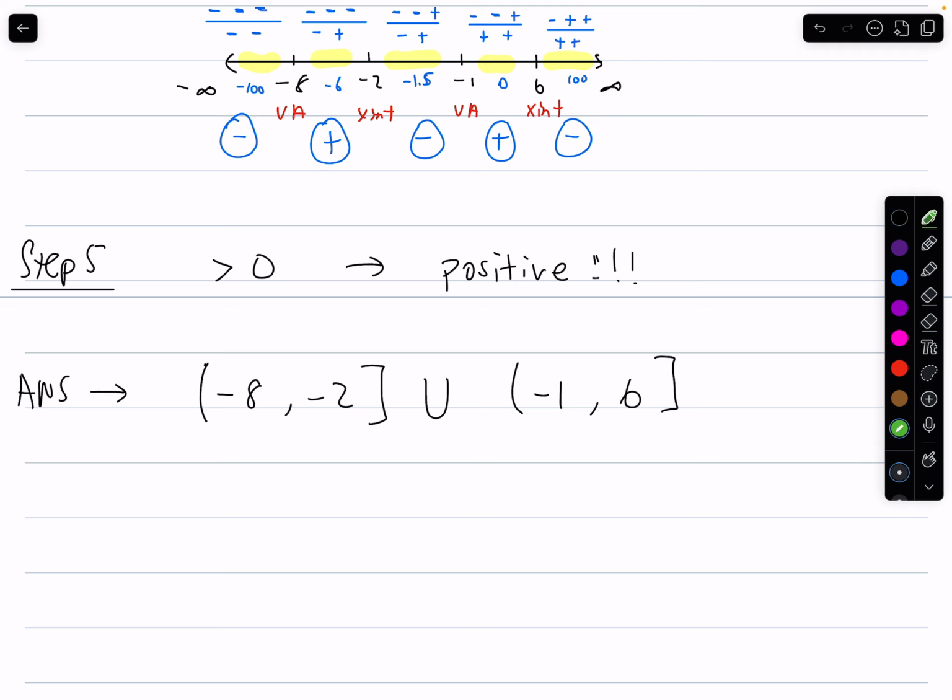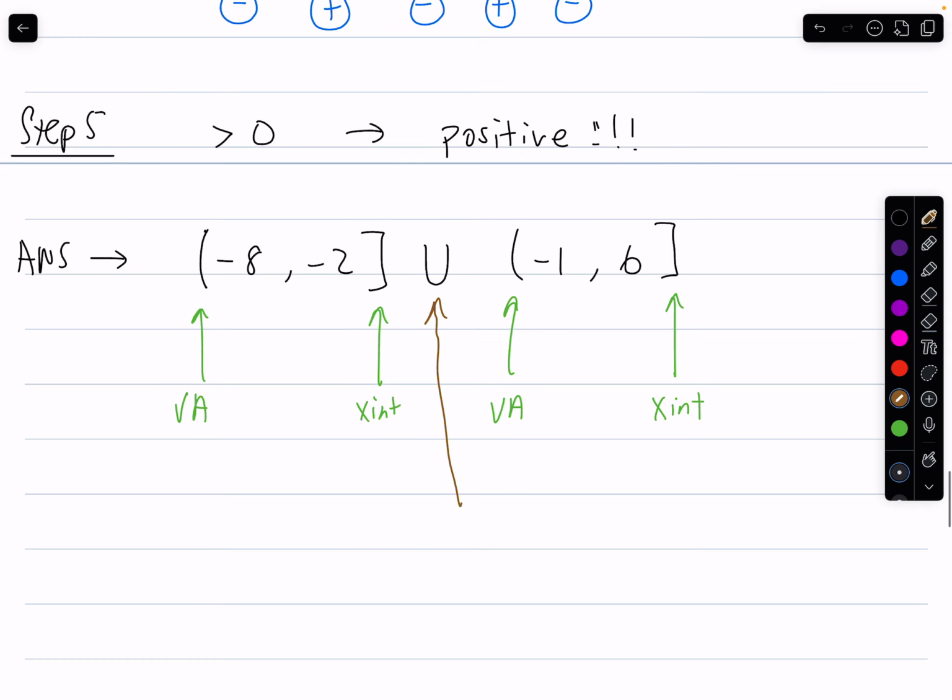Now notice, this represents the vertical asymptote, this represents the x-intercept, this represents the vertical asymptote, and this represents the x-intercept. Now some of you guys may be thinking, what is this U symbol? This U symbol just means union. And all that basically means is it's equivalent to you saying and. Okay, so it's this zone and this zone.